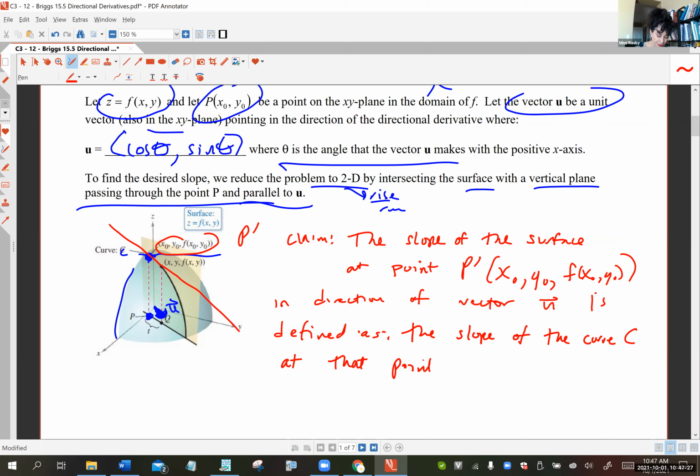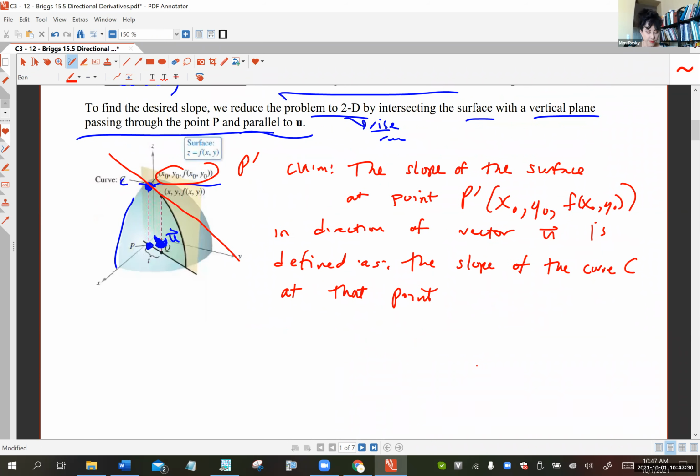That's the claim. So what we're going to do is this line L, if you were to give it parametric equations, it would have x, y, and z parametric equations. Z would be 0 because that line is in the xy plane. So its z parametric equation would be 0. The x and y, well, it goes through this point with coordinates x naught, y naught, and then the direction vector is u. So then you'd have cos theta t, and then sine theta t be the other two terms for the other parametric equations, respectively.